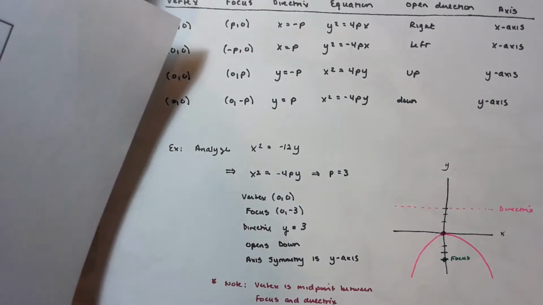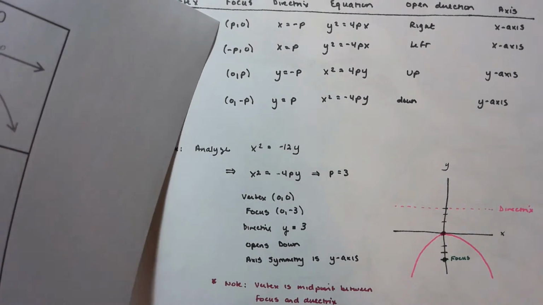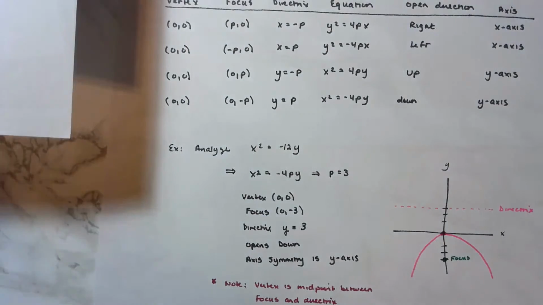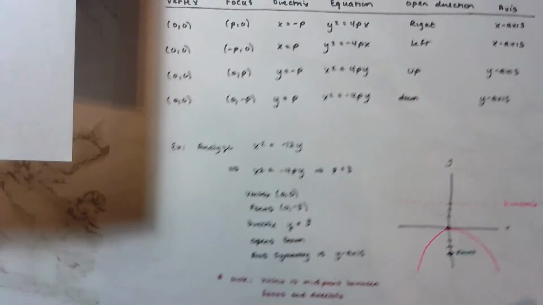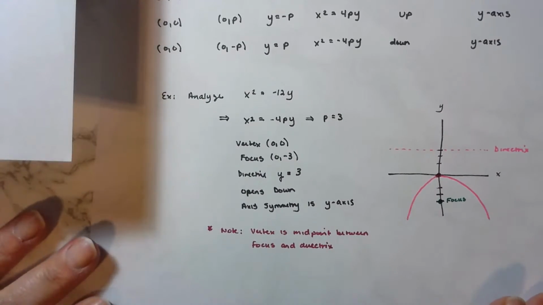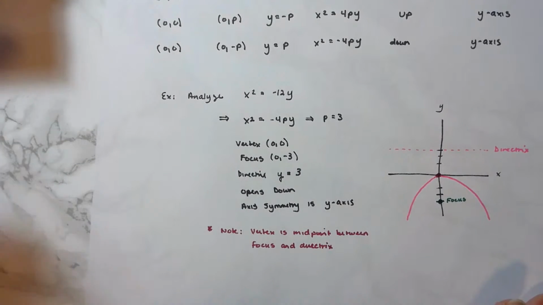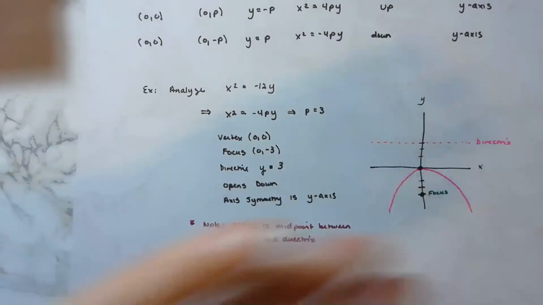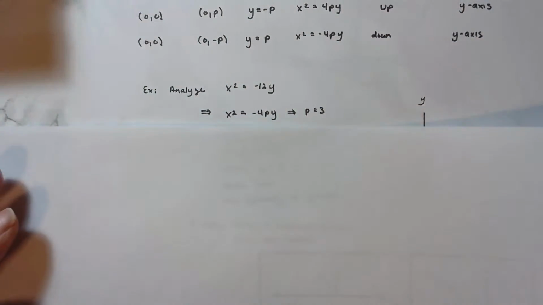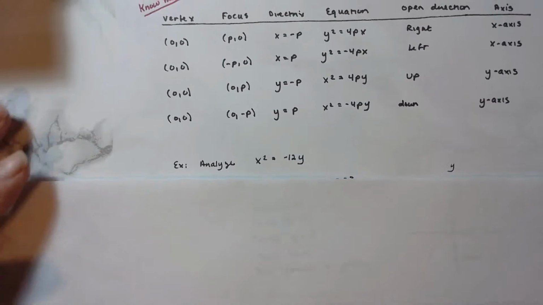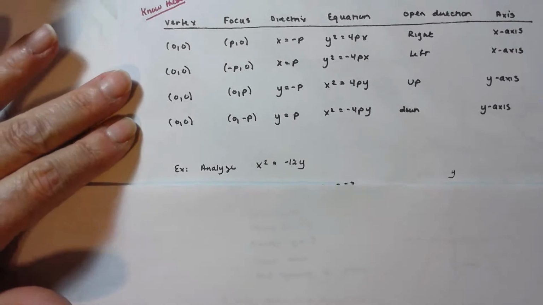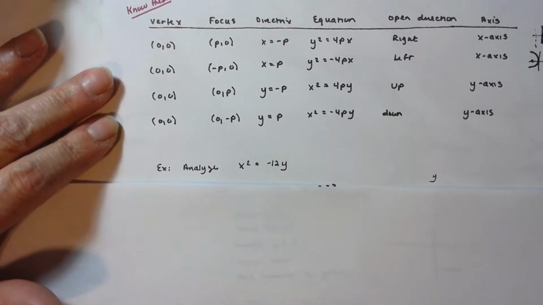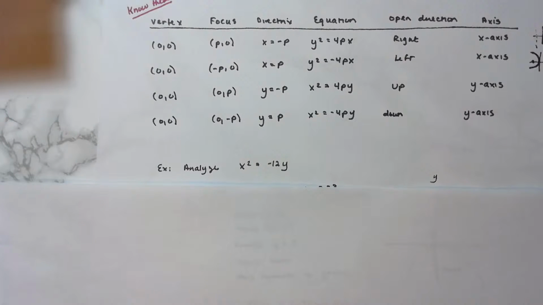So let me go to my other table, a little example, this one here. So it's right here. Let me just move those papers out of the way. Okay, so forget about what's below it. It says analyze x squared equals negative 12y. So I'm going to bring this chart down a little bit so that it's in view. We want to analyze this.